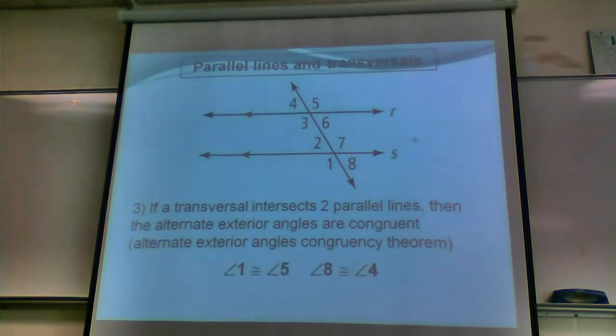So essentially, right now you've got corresponding angles being congruent, alternate interior angles being congruent, and alternate exterior being congruent, as long as that transversal is going through two parallel lines. If that part does not happen, none of those angles are definitely going to be congruent to each other.